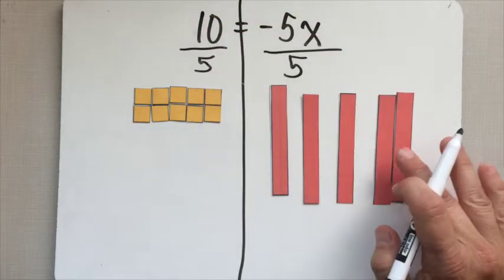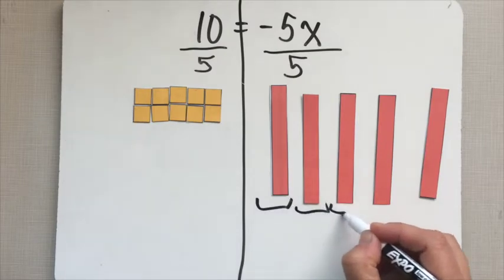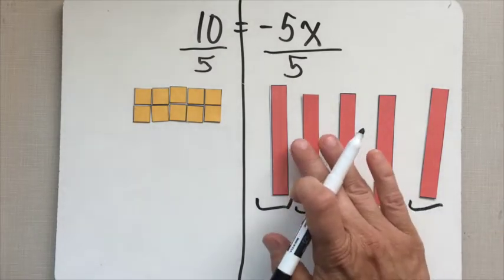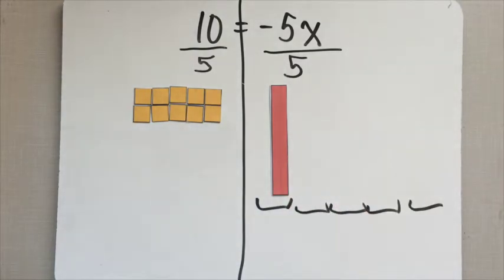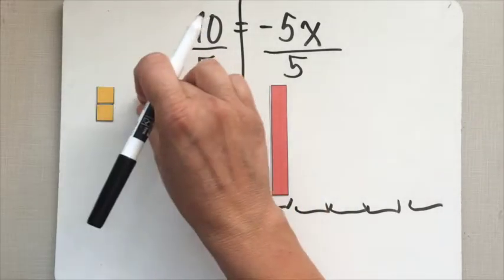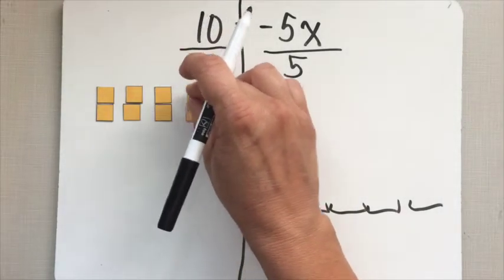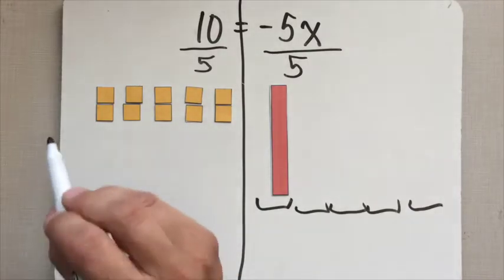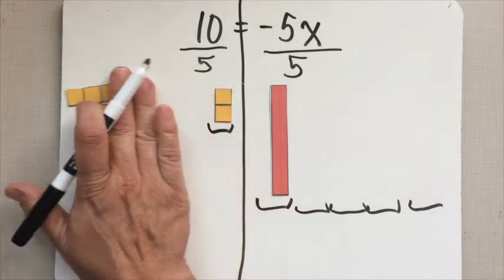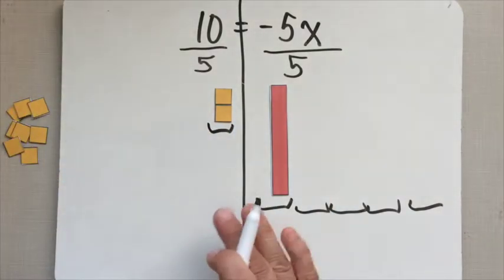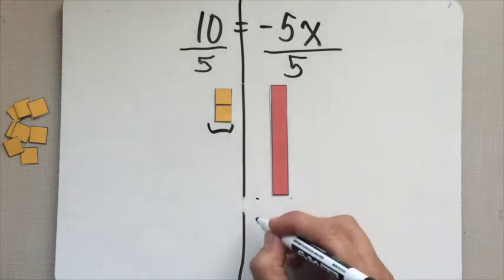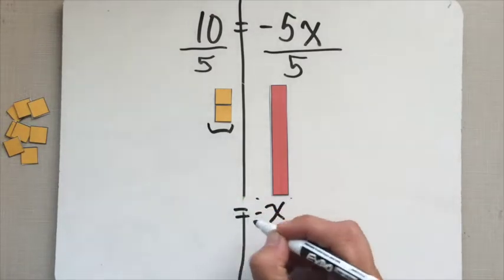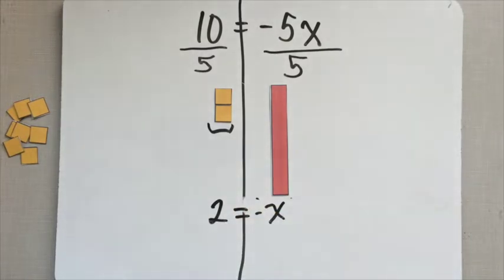When I divide these into 5 groups, each group ends up with just 1 negative x in it. When I divide this into 5 groups, each group ends up with 2 positive ones in it. So I get negative x on this side is equal to positive 2 on this side.